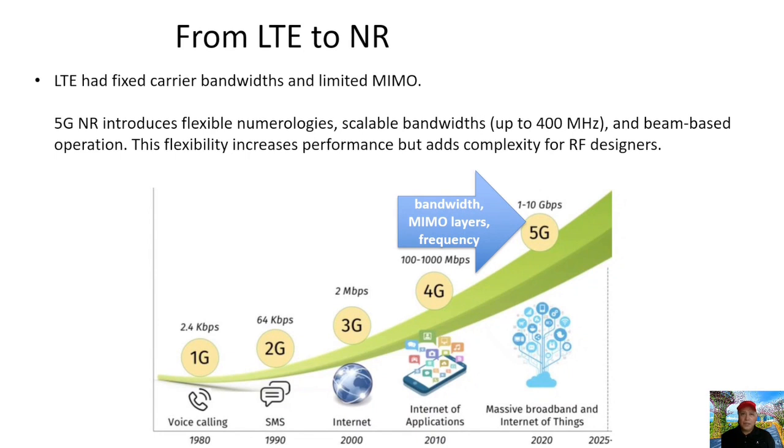In LTE, RF features were relatively static: fixed carrier bandwidth, limited antenna arrays, and predictable duplex modes. 5G new radio changed that dramatically. Now, we have flexible numerologies, scalable bandwidths up to 400 MHz, and beam-based operation. This flexibility makes new radio powerful, but also pushes RF designers and testers to new limits.